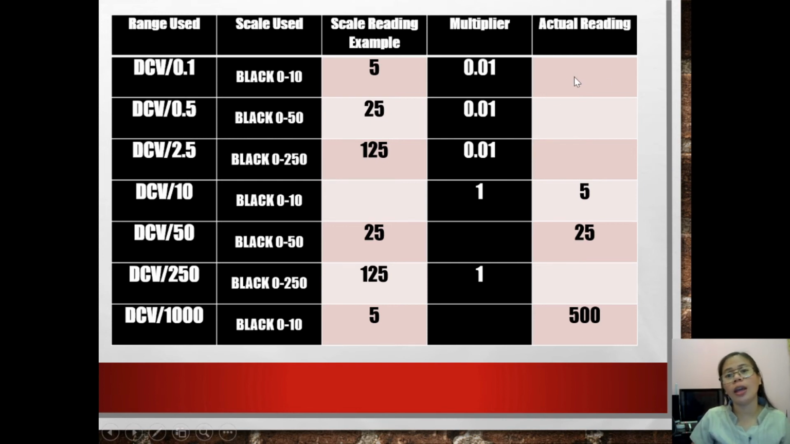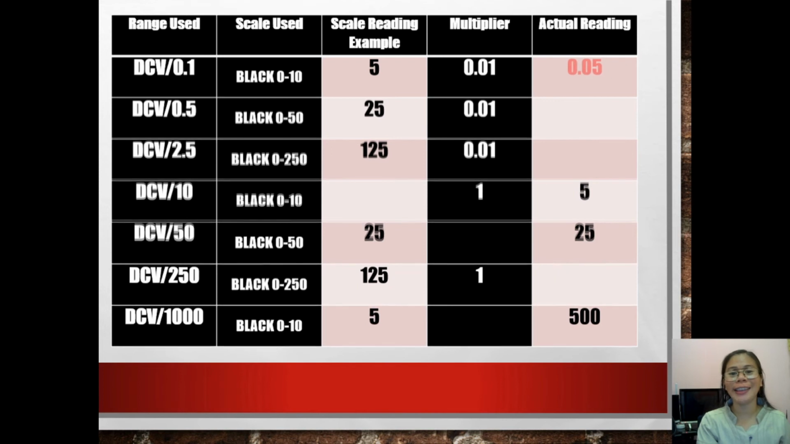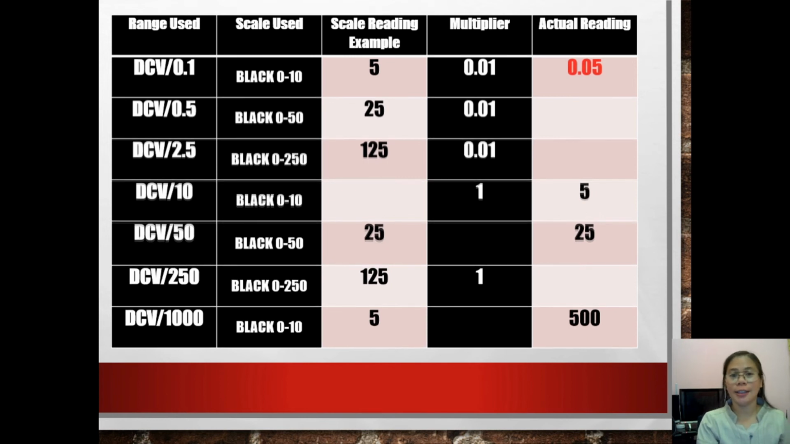What do you think is the actual reading for the range of 0.1? Our final reading is 0.05. 5 times 0.01 is 0.05. Next, we have DCV, or the range of 0.5.